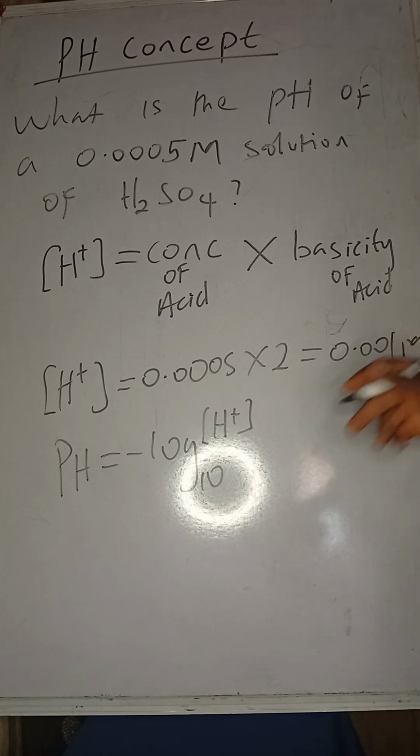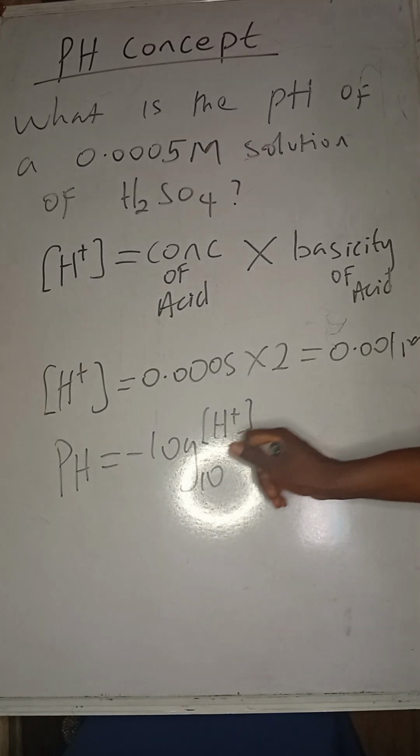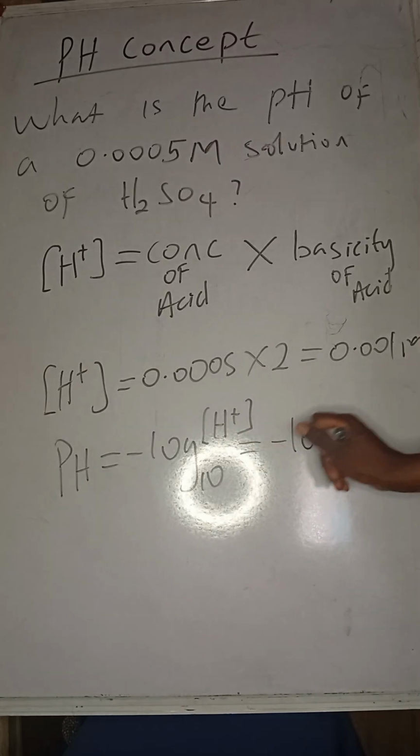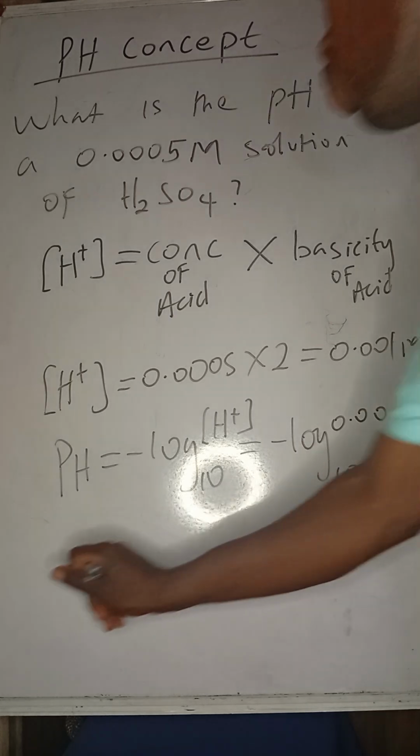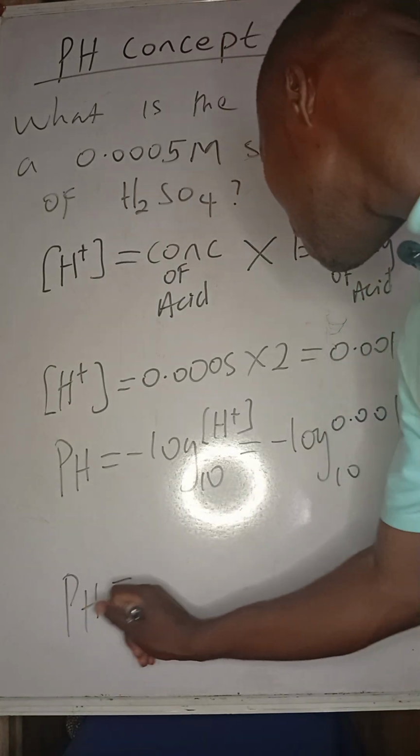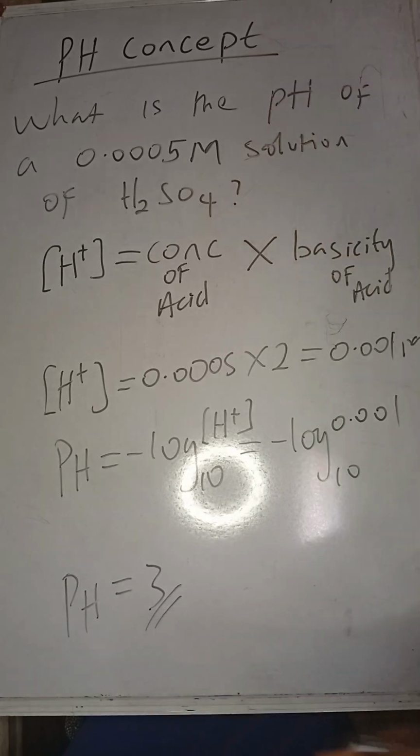So what do you do now? If you input this, you're going to get minus log 0.001 to base 10. If you use the calculator, you observe that pH is therefore equal to 3.